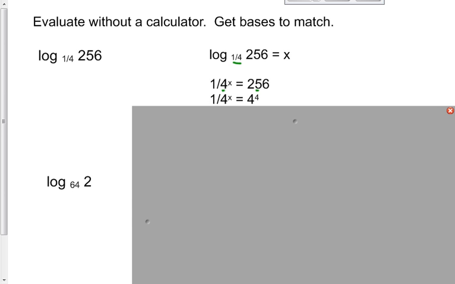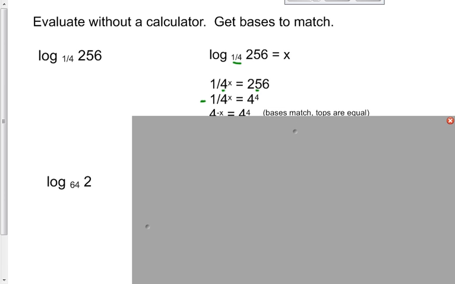256 is 4 to the 4th. That's a flashcard value. We've got 1/4 to the x equals 4 to the 4th. These are not quite the same bases because this one on this side is 1/4. I need to get that back upright again so it also says 4. The way I can do that is to flip my 1/4 upside down and make it a negative power.